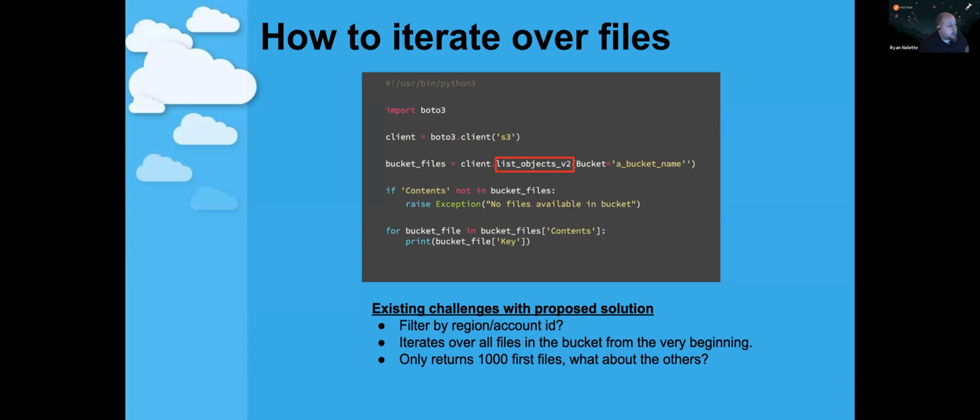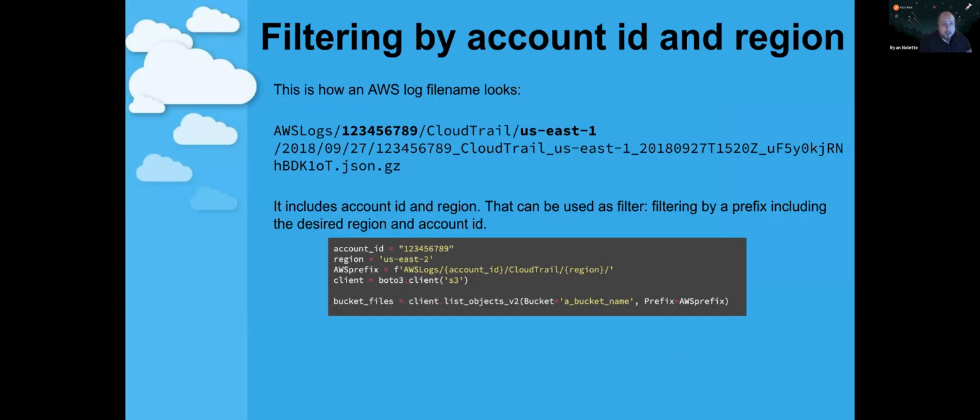Now, as I was talking, what I should have done was actually highlight these sections of the code. But the list objects v2, this is where we're going to be controlling what object we're interacting with, and then this bucket file content is kind of how we're doing that iteration. Now, the big issue that we ran into was filtering by account ID. So let's filter by these.